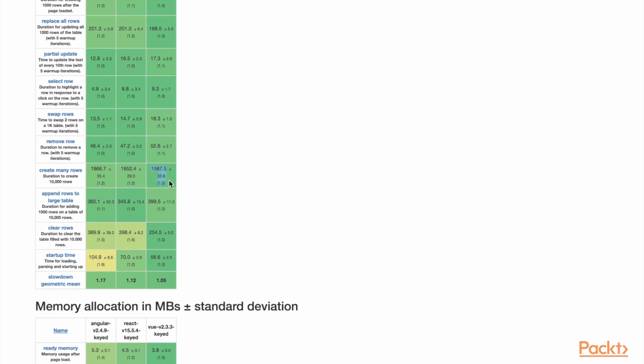Next interesting thing is creating 10,000 rows. Again, Vue is the fastest at this benchmark. But if we were to add another 1000 rows to already existing 10,000 rows, we can see that Vue is actually the slowest. But then when we want to clear the 10,000 rows, Vue is way faster than Angular and React. It's 1.5 times faster. Vue also is the fastest when it comes to startup time. React is a bit slower than Vue, and Angular is 2 times slower than Vue.js when it comes to startup.